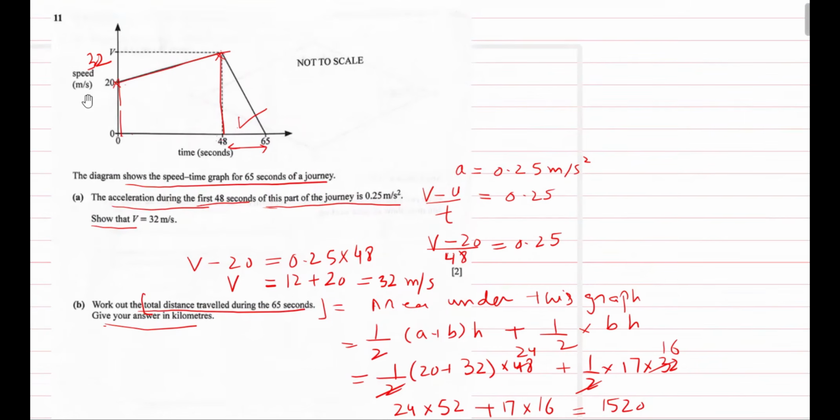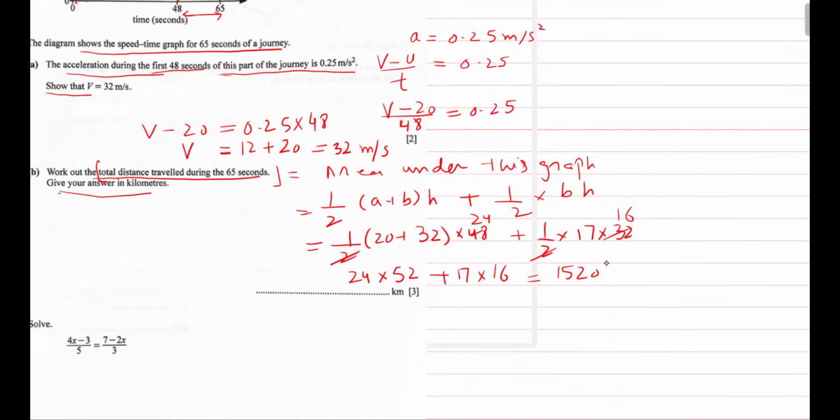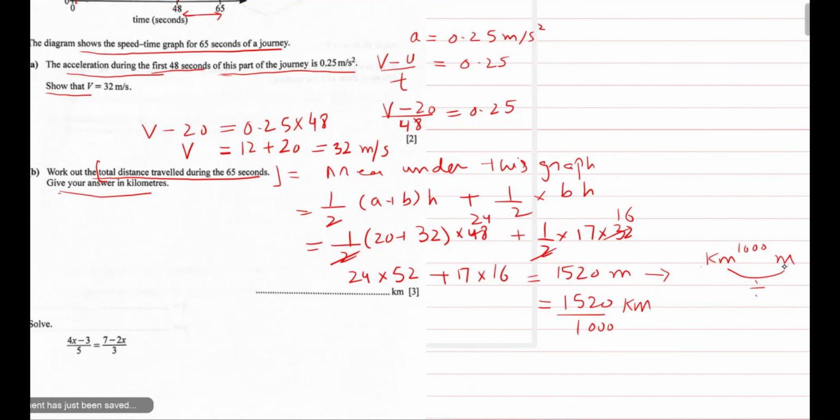This speed is in meters per second. Therefore, this area would be in meters, and we will convert into kilometers when we divide this value by 1000. We get the value in kilometers. You should remember, when we convert the value from a smaller to a bigger unit, we divide by 1000, because 1000 meters equal 1 kilometer. And this will be equal to 1.52 kilometers is the answer.